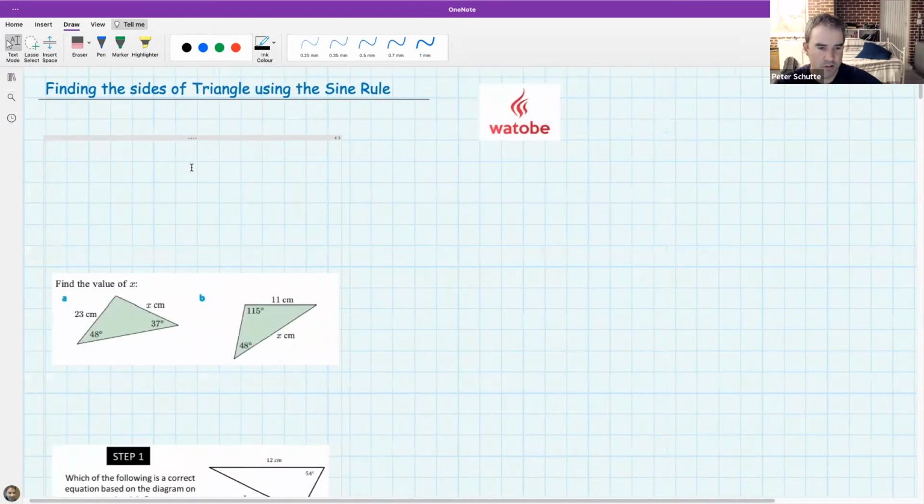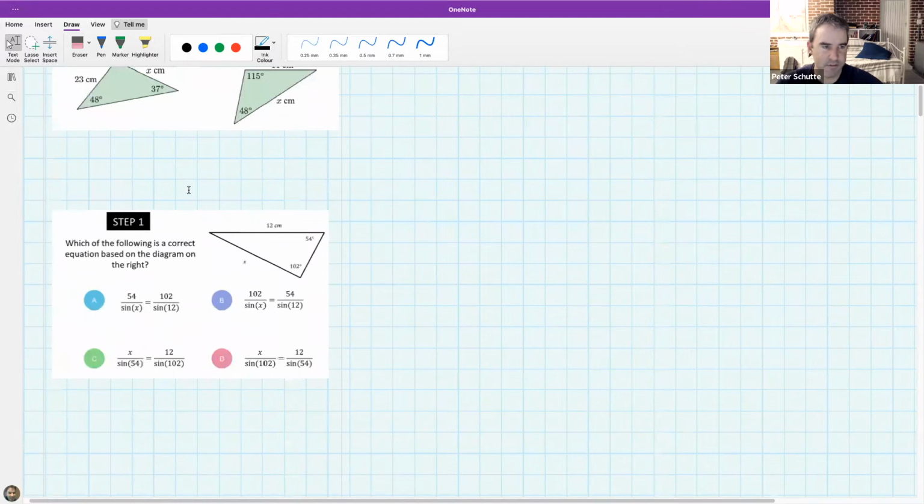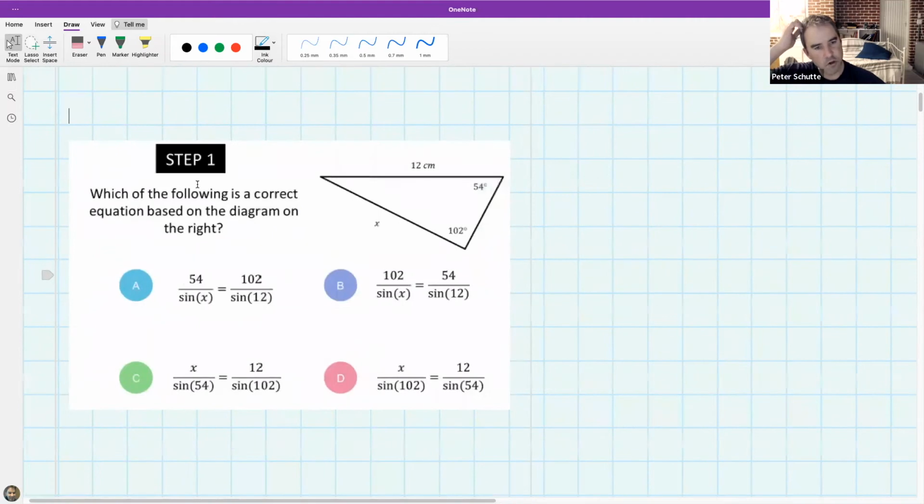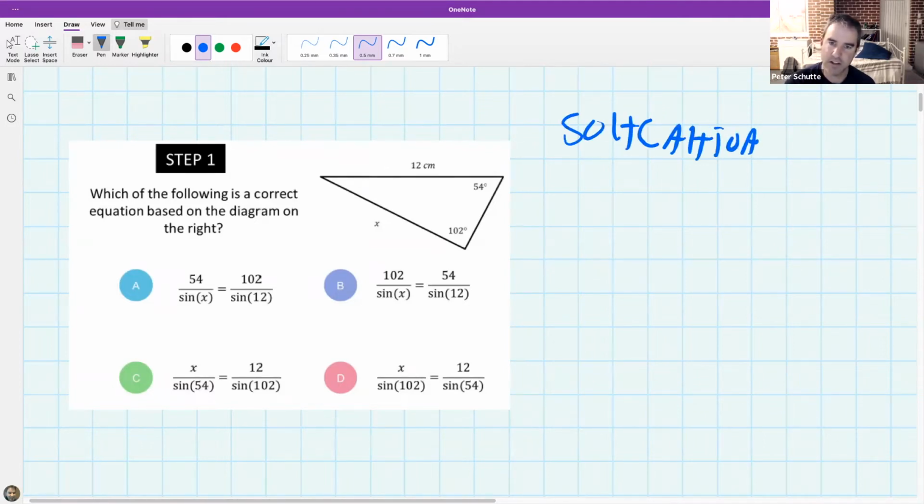Okay, so let's do something a little different. Can you look at this question and tell me which of the 4 options would be the correct equation based on the diagram on the right. Now, notice there are no 90-degree angles in sight, and so we cannot use SOHCAHTOA here. There's no opportunity to use SOHCAHTOA. We are just using the sine rule. And we're looking to find the value of this side over here. Which of the 4 options is the correct use of the sine rule?